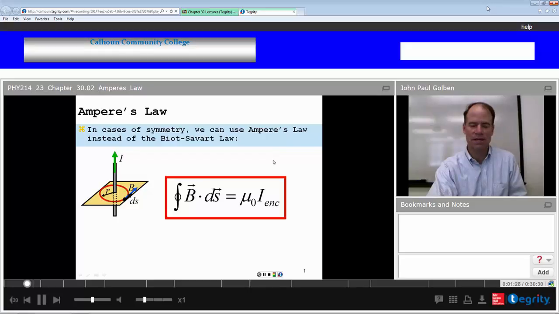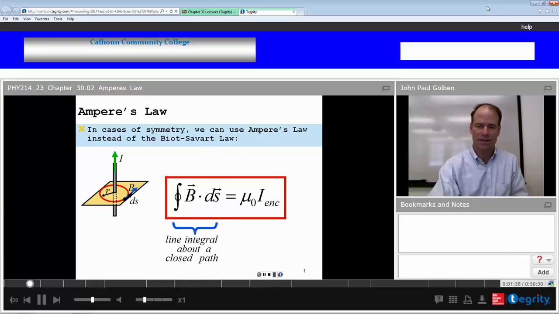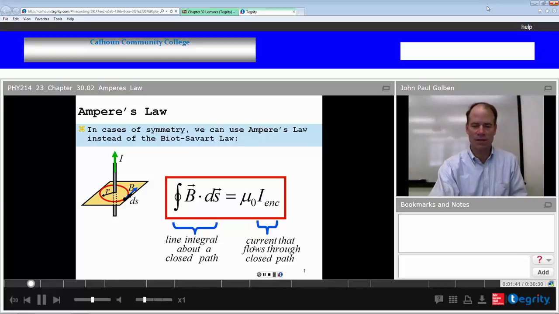So it's really a simpler mathematical relationship than, say, dealing with the Biot-Savart law, which had a cross product inside a volume integral. So here we just have a line integral about a closed path is proportional to the current that flows through that closed path.